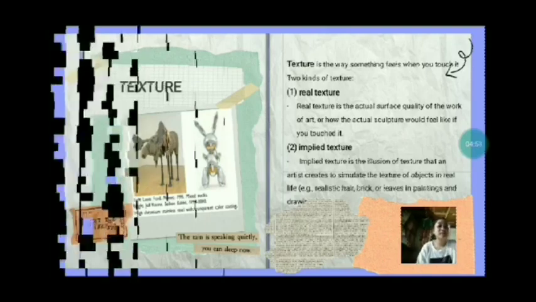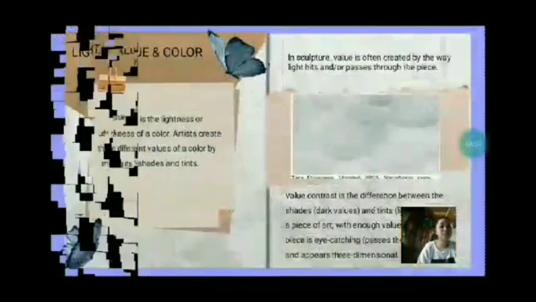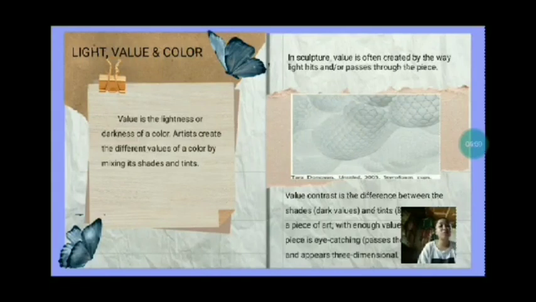So next, light, value, and color. So value is the lightness or darkness of color. Artists create the different values of color by mixing the shade and tint.